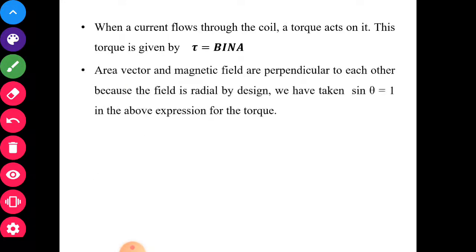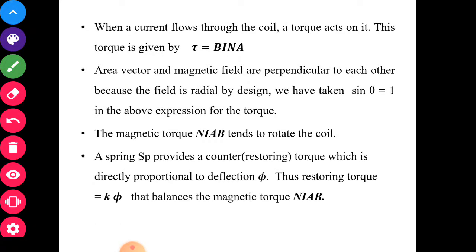So now that is discussed here. The spring SP provides a counter or restoring torque which is directly proportional to the deflection. The more the deflection, the more the restoring torque will be. If you increase the length of the spring by more amount, then more restoring force will be produced. Similarly here, the spring is also providing the restoring torque which is directly proportional to the deflection.